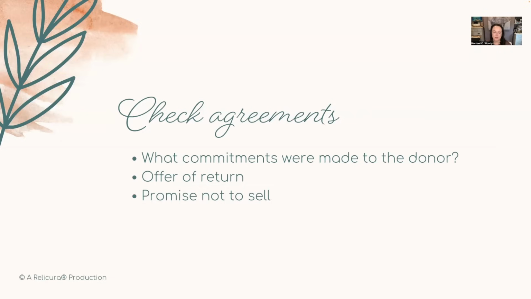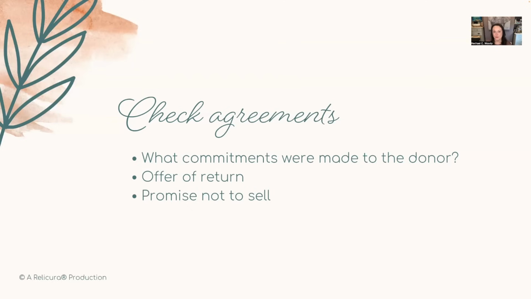Check the agreements. So first and foremost, what commitments were made to the donor? In a perfect world, any sort of commitments or agreements were documented on one piece of paper, and that piece of paper is called the deed of gift. That is not always the case. I have worked in many places where there are accession files that can be quite full with different correspondence on what was agreed to, at least via email correspondence, versus what actually made it onto the deed of gift.